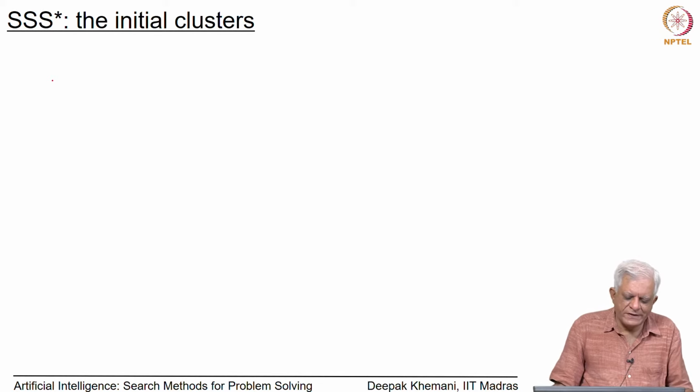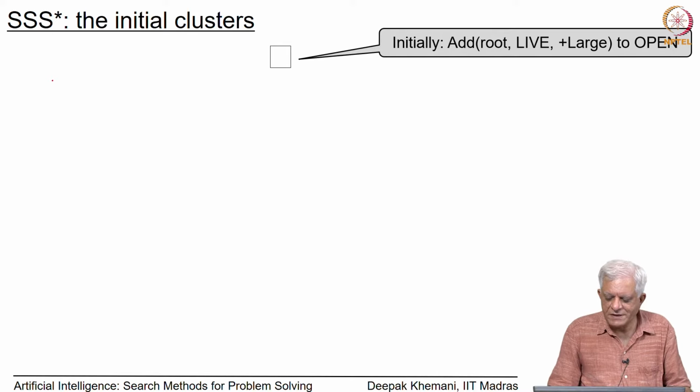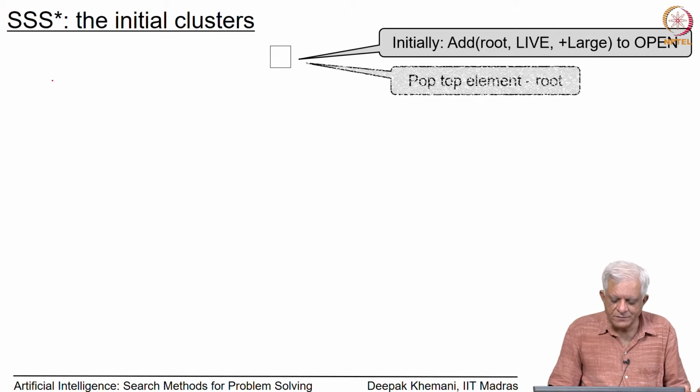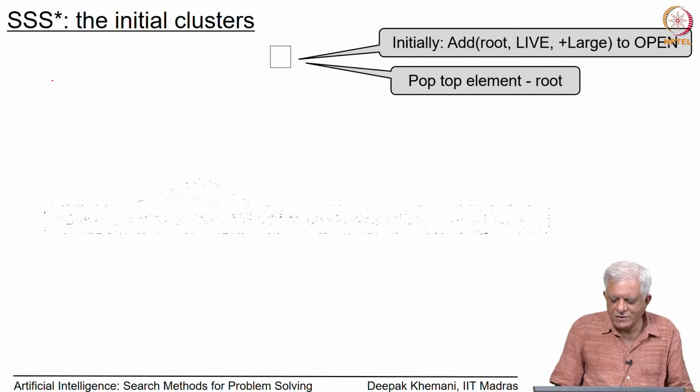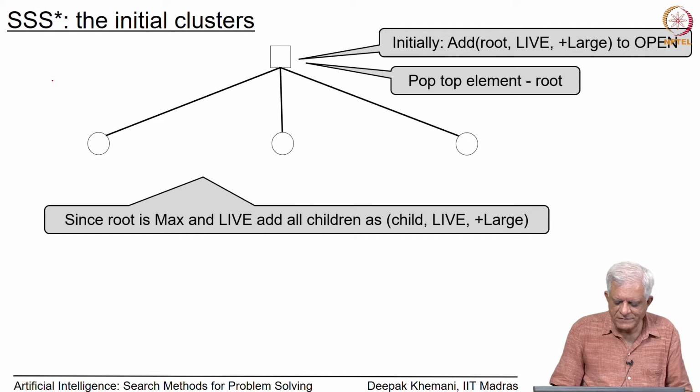So, remember in the forward phase we construct the initial clusters, and the way we do that is to start off by adding the root node to the priority queue with a status of being live and a heuristic value of plus large to open. Then remember that it goes through a loop, you pop the top element of the root, and since root is a max node, we will add all children of root, and for each child we will add the same live status and the value plus large.